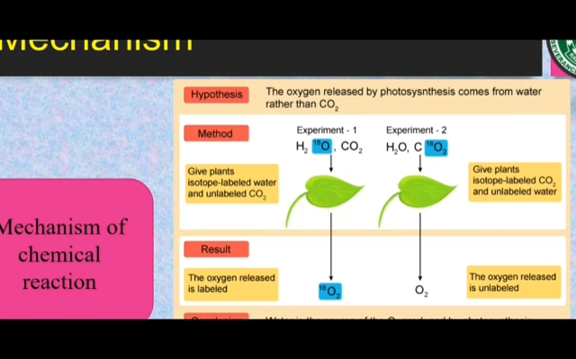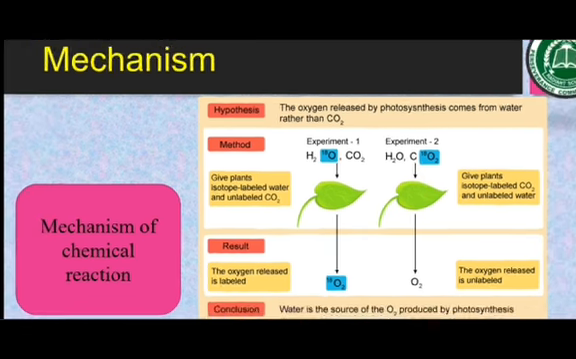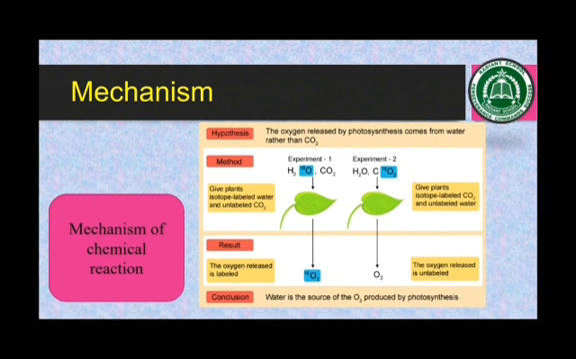On the other side, in experiment number 2, when water reacts with carbon dioxide, water with normal oxygen and carbon dioxide with oxygen-18, when it is given to a plant, normal oxygen is released. So, it is proof that the oxygen-18 is coming from water during photosynthesis.